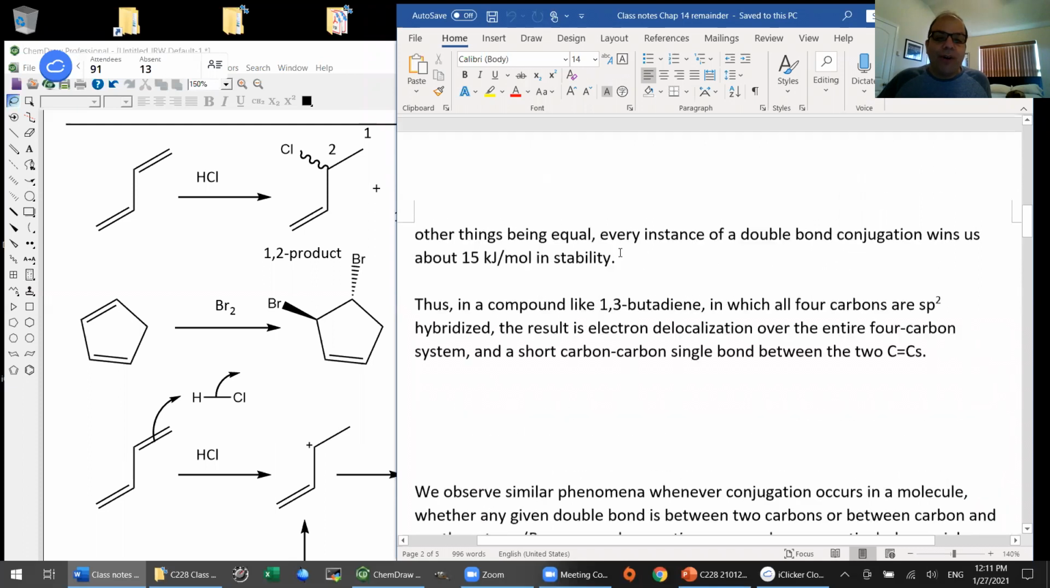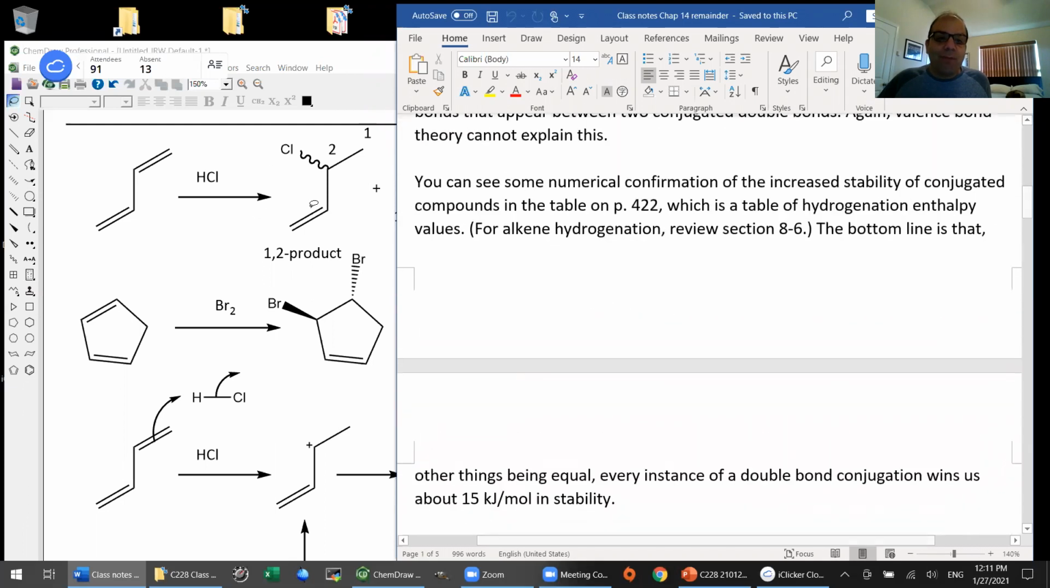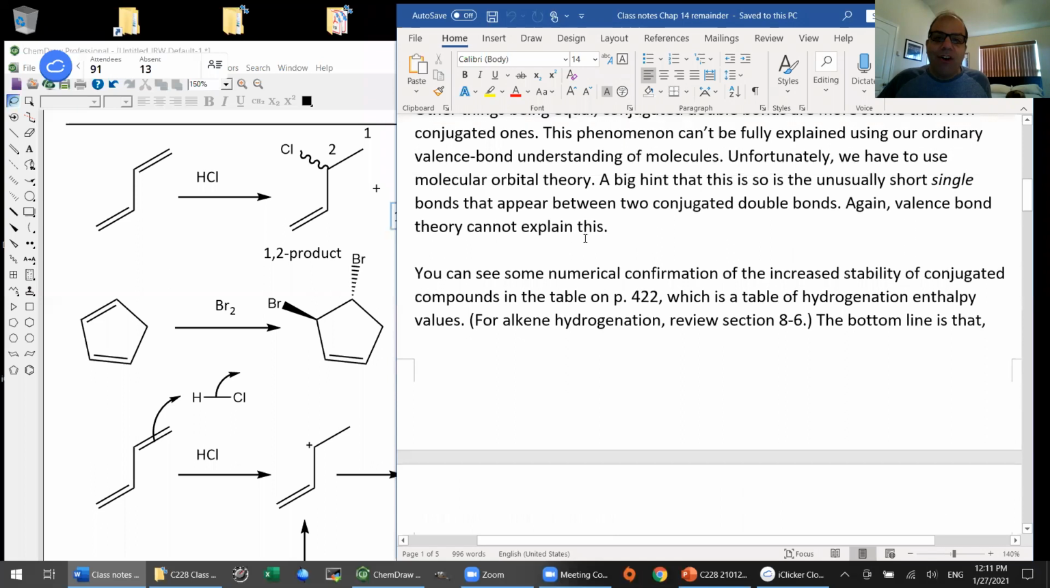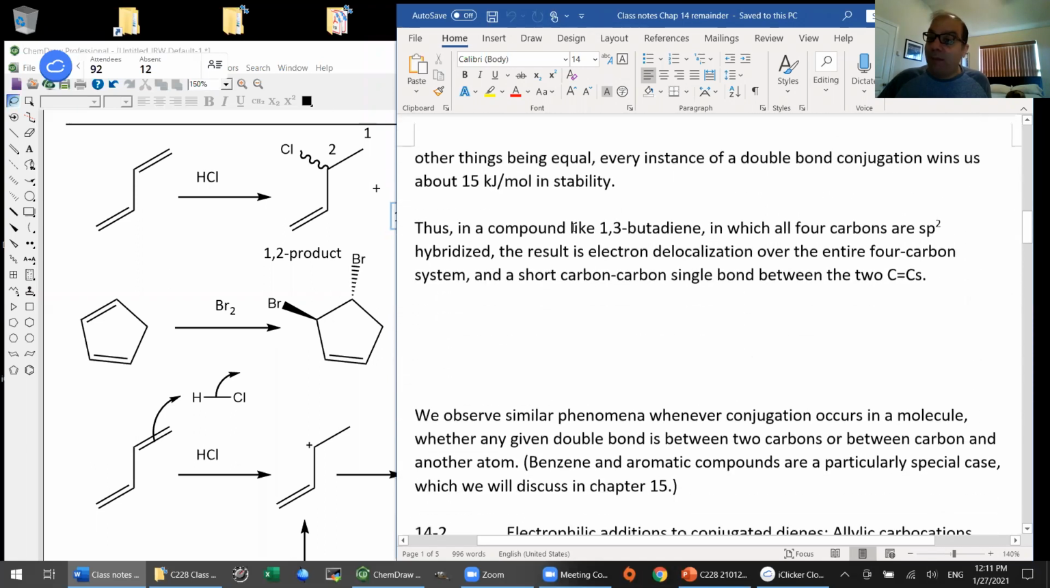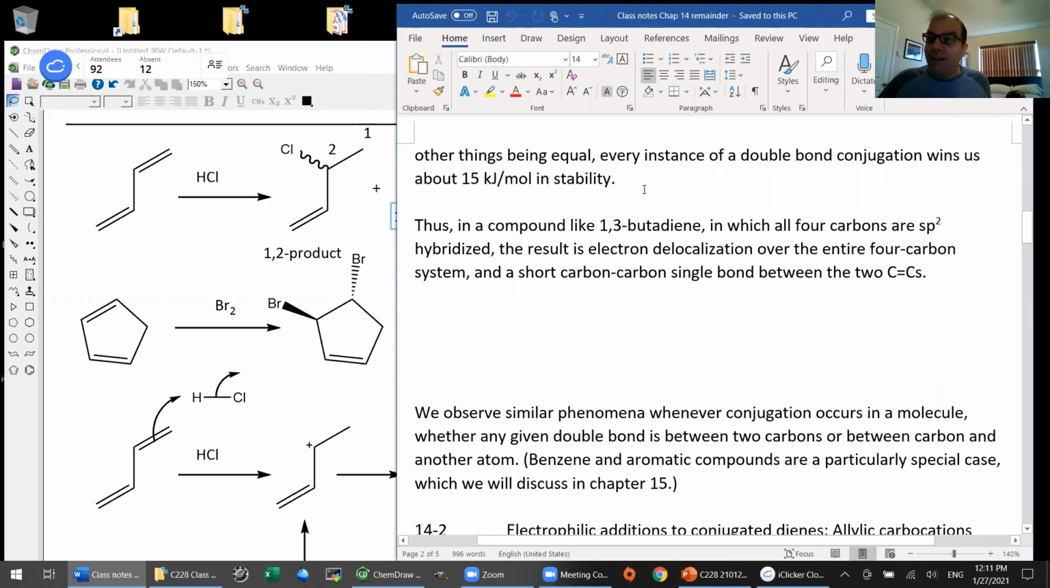Good. So before we get into the reactivity, all of this is to say that conjugated double bonds are more stable than isolated double bonds. And each instance of a double bond conjugation, which again, they don't have to both be carbon-carbon double bonds, it can be conjugated double bonds between any atoms, and I really don't care if you memorize this number, wins us about 15 kilojoules per mole in stability, which is not a huge amount.